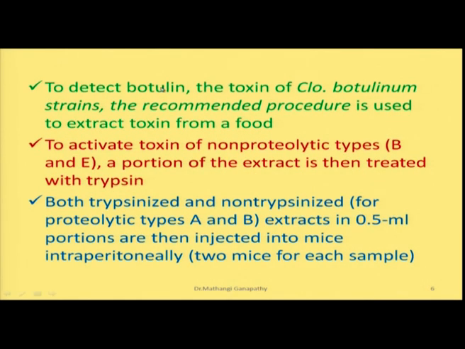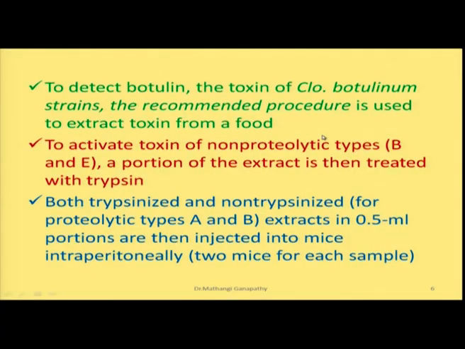To detect botulin, the toxin from Clostridium botulinum, the recommended procedure is to extract the toxin from the food. Like you extracted staphylococcal enterotoxin, the botulinum toxin is extracted. It is a protein, so you use a typical protein extraction method. Then, to activate the toxin of non-proteolytic types, type B and E, a portion of the extract is treated with trypsin. So we have two types, proteolytic and non-proteolytic types of toxin. To activate the toxin, we treat it with trypsin.